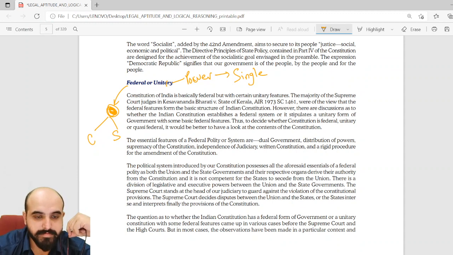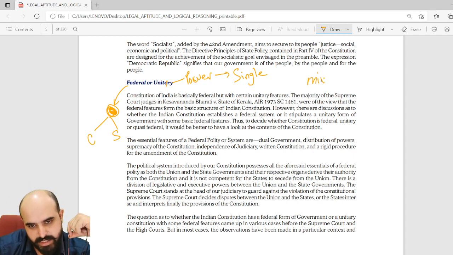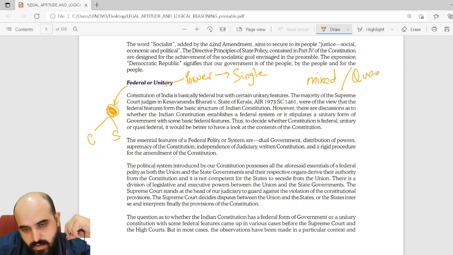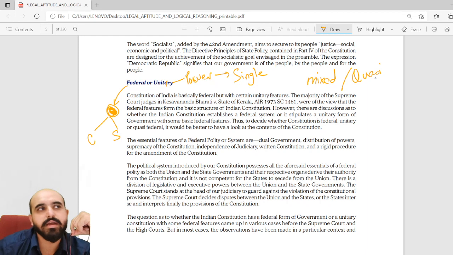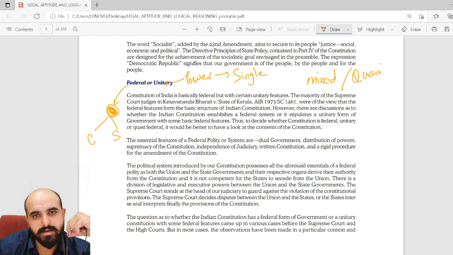Now, India has a federal structure with some unitary aspects. So, India is basically mixed or quasi. Quasi means something that is not complete. An incomplete product or theory is denoted by quasi. Quasi federal.